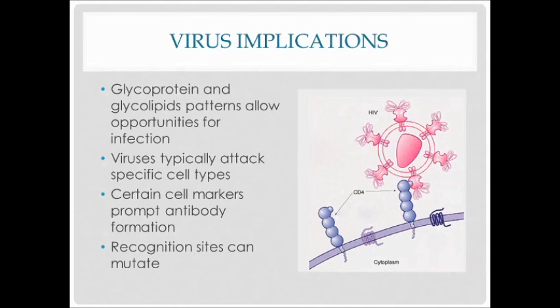So like I said, with the viruses, cells have certain binding sites that are specific to certain viruses, and antibodies will recognize the surface markers of these viruses and attack them to rid of them. But sometimes the glycoprotein-glycolipid patterns on these viruses so closely resemble our cells that it's difficult for these antibodies to attack them. Oftentimes with some of our trickier viruses like HIV, they have recognition sites that mutate, so it makes them even harder to kill.